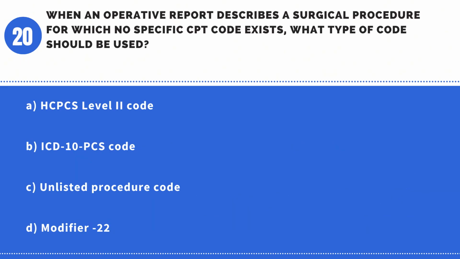Question 20. When an operative report describes a surgical procedure for which no specific CPT code exists, what type of code should be used? A. HCPCS Level II code. B. ICD-10 PCS code. C. Unlisted procedure code. D. Modifier -22.